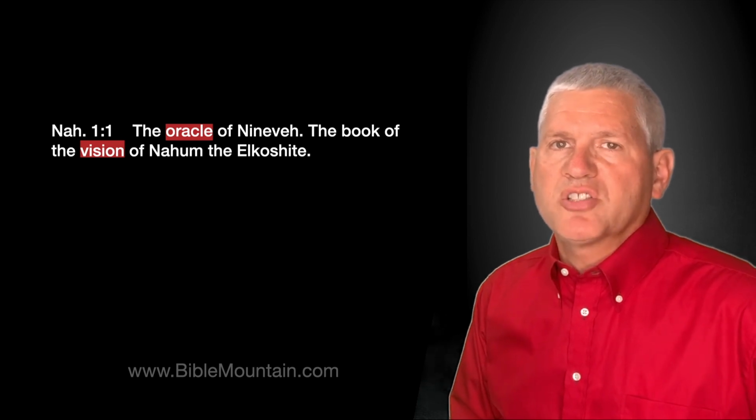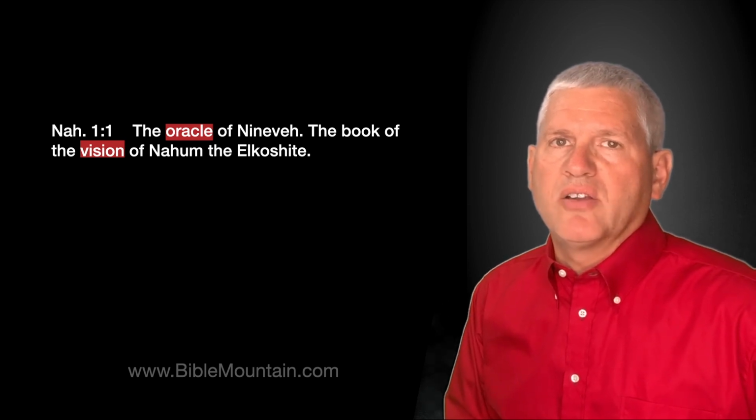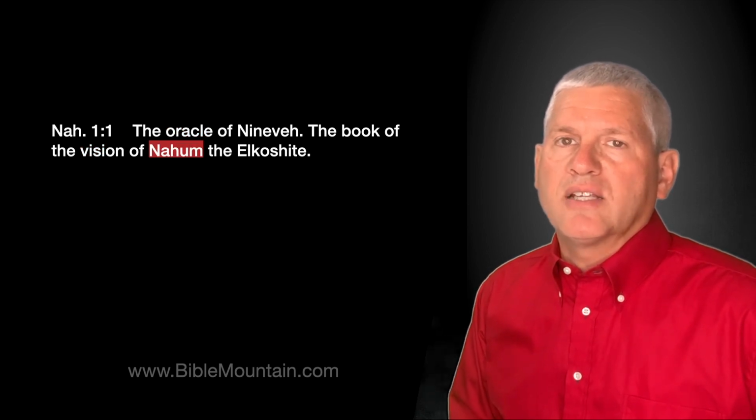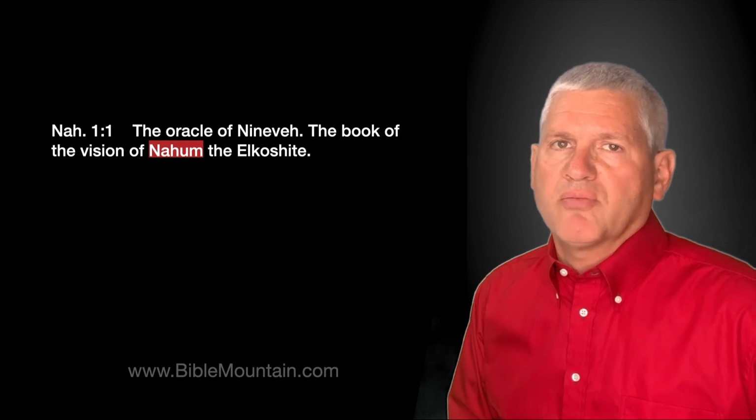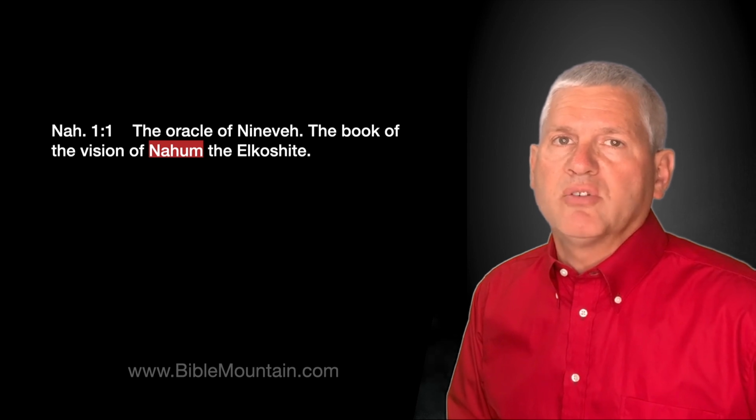Oracle and vision are synonyms. They both refer to the message regarding Nineveh. We can say that Nahum is an oracle about Nineveh. We can say that Nahum is a vision about Nineveh. The fourth word I want to look at is Nahum. Nahum was a prophet. He was the prophet through whom this oracle or vision about Nineveh was delivered.